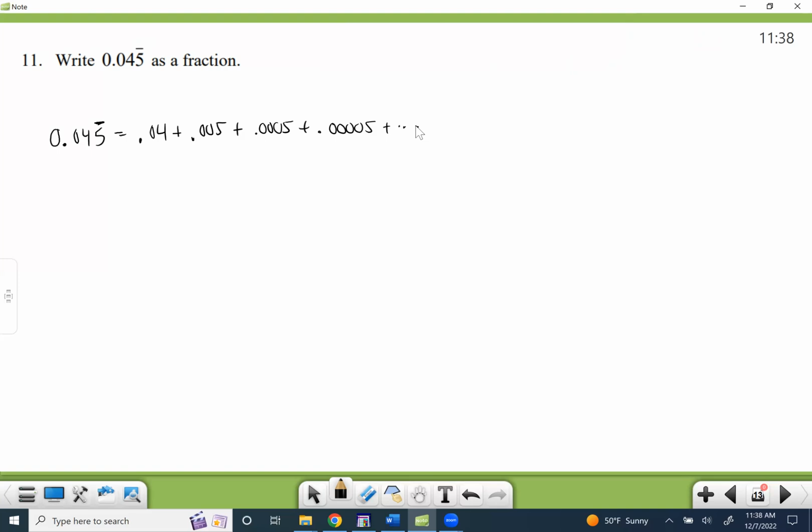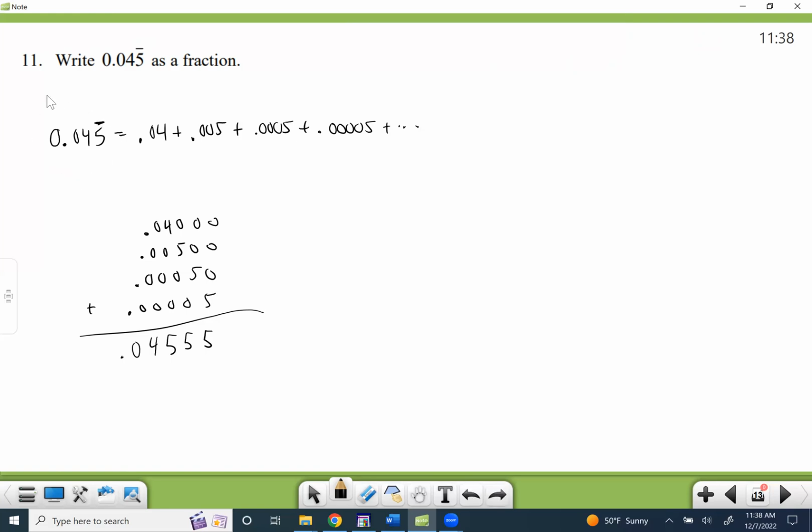Okay, if I were to take this and add this up: 0.04, 0.005, 0.0005, 0.00005, and I add downward, right? If I add downward, I'm going to get a 5, a 5, a 5. I get my 4, I get my 0. So this really is generating what this is saying over here.